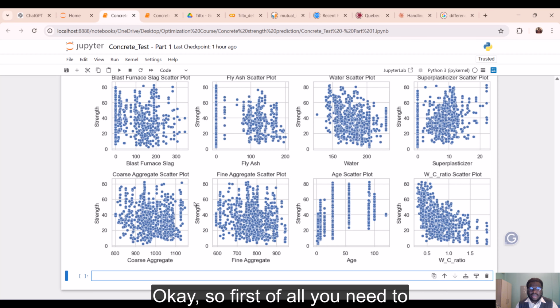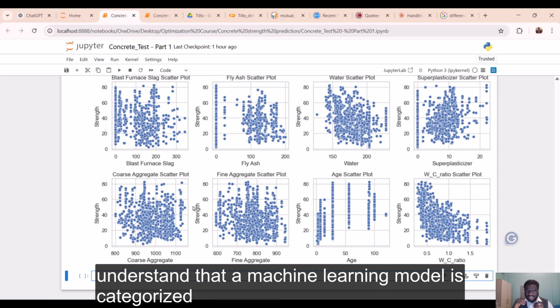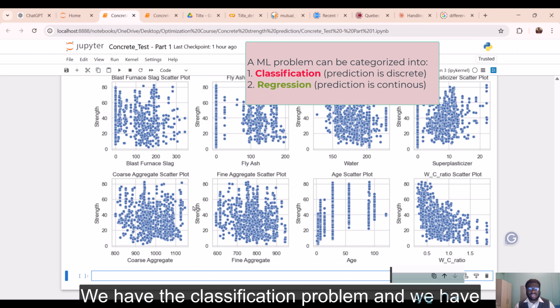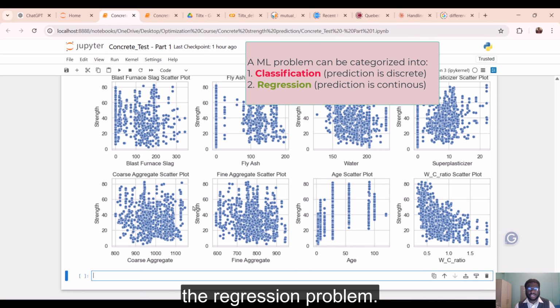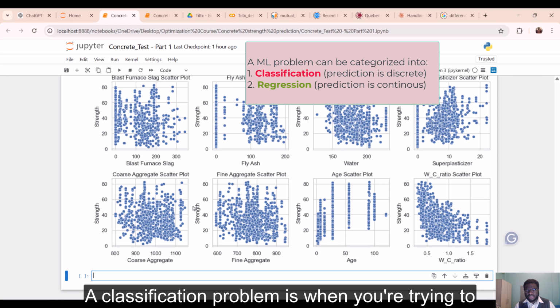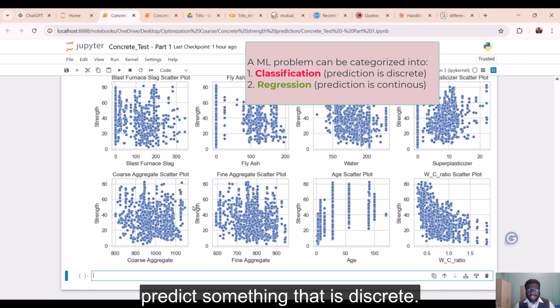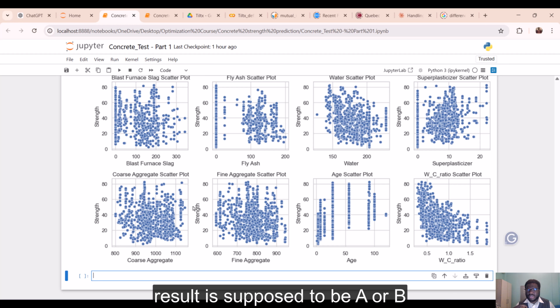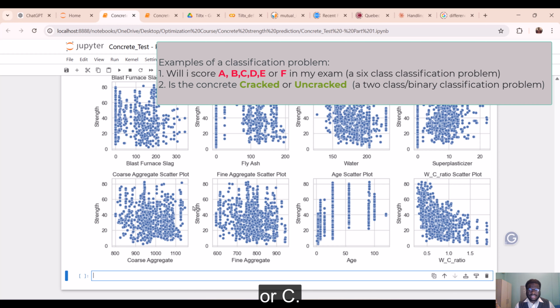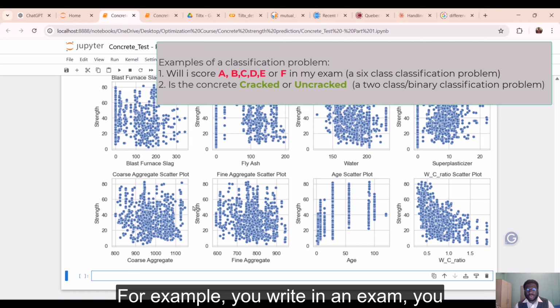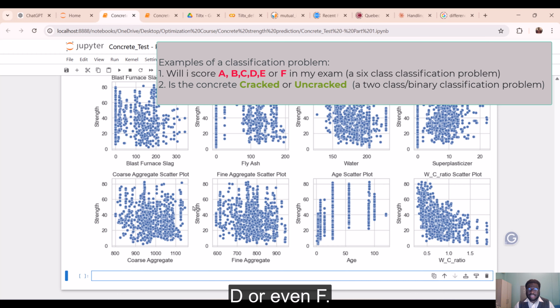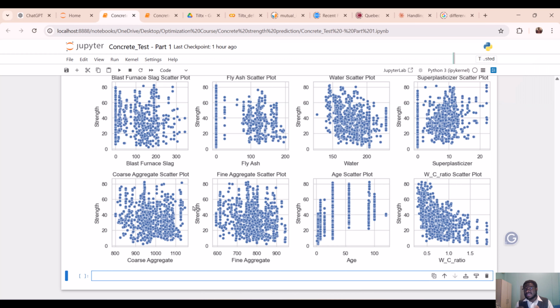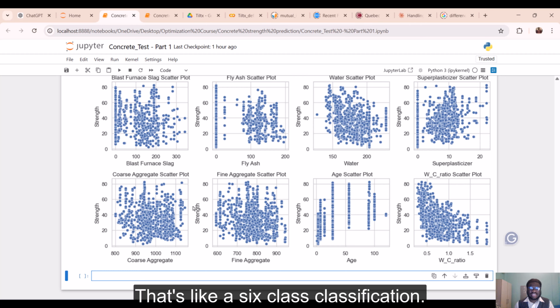Okay, so first of all, you need to understand that machine learning problems are categorized into two: the classification problem and the regression problem. A classification problem is when you're trying to predict something that is discrete. For example, you want to know if the result is A or B or C. If you're writing an exam, you want to know whether you will have A, B, C, D, E, or F. That's like a 6-class classification.